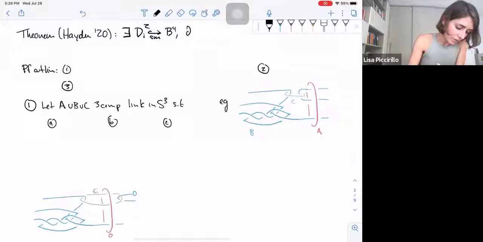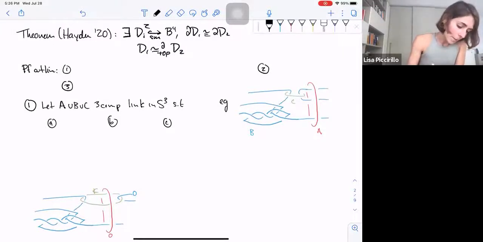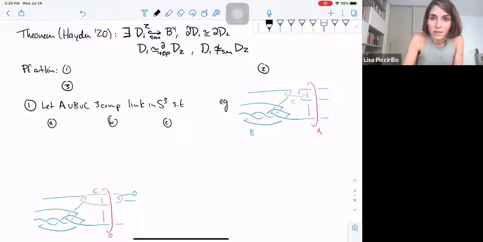They have a common boundary. And they are topologically isotopic rel boundary, so that topological isotopy can keep the boundary pointwise fixed, but they are not smoothly isotopic. And there I'm not making any boundary requirement. They're just not smoothly isotopic.